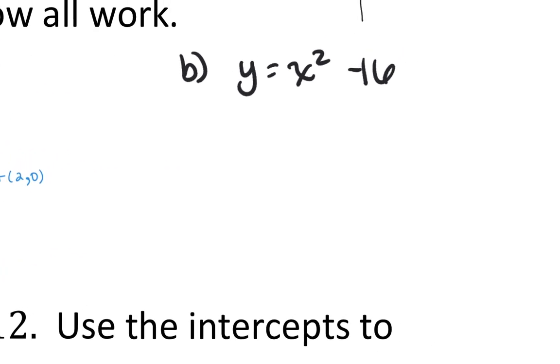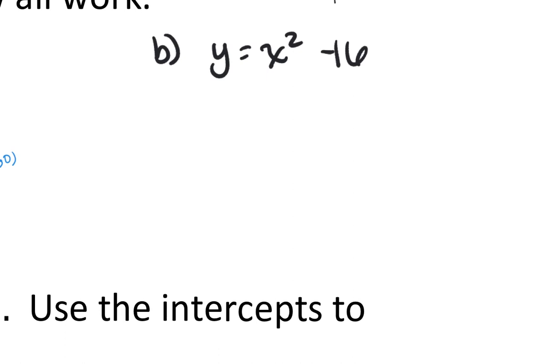So we do the same thing for the other one. If we're trying to find our x-intercepts, we will set our y equal to 0, and then we'll solve for x by moving things around. And if we take the square root of that, we'll get x is both plus and minus 4. So that means that our x-intercepts for this problem are (-4, 0) and (4, 0). Now, for our y-intercepts, we will plug in 0 for our x.